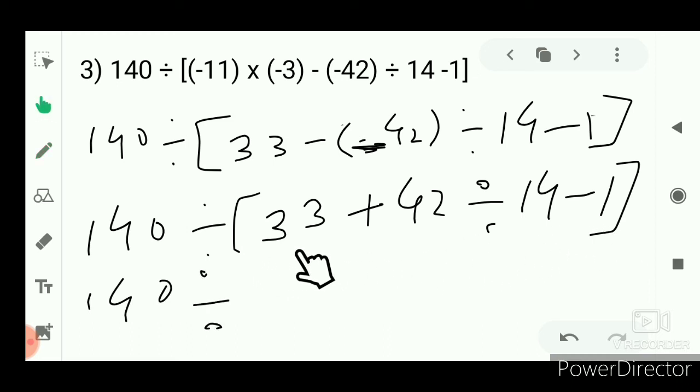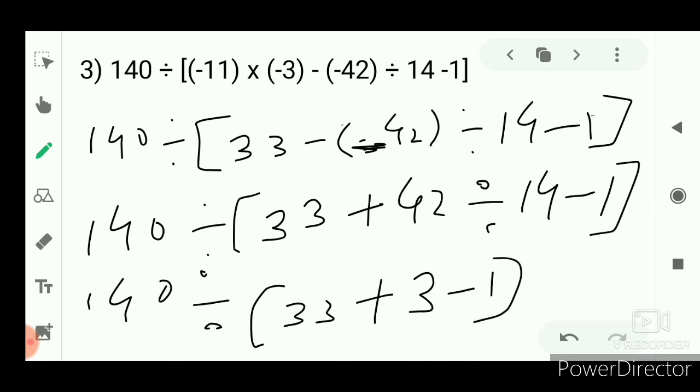So how would we solve it? First of all, we will see whether any multiplication or division is present. Yes, there is one division present here. So we have to first solve this division. Okay, so it will give 33 plus 42 divided by 14, it will give 3, minus 1. Now we will solve this.